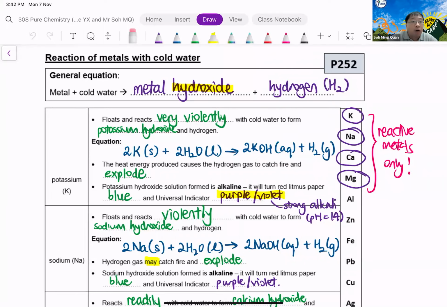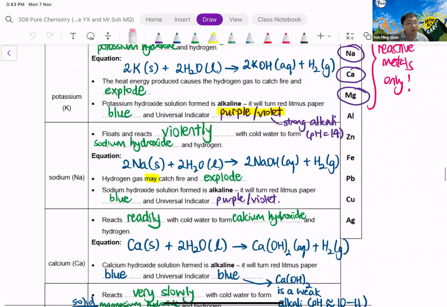All right. Now, the learning point that I want you to get, two things. One, when you react with water, you get the hydroxide. Two, the second learning point is only the top four most reactive metals react with water. This is very important. All right. So I think last lesson I spoke about this.